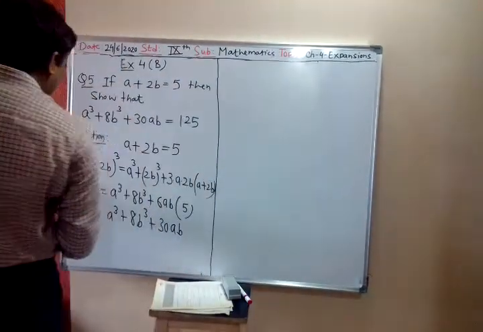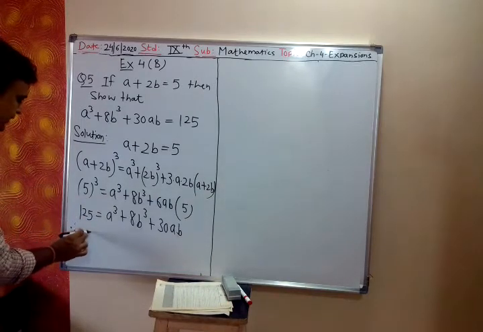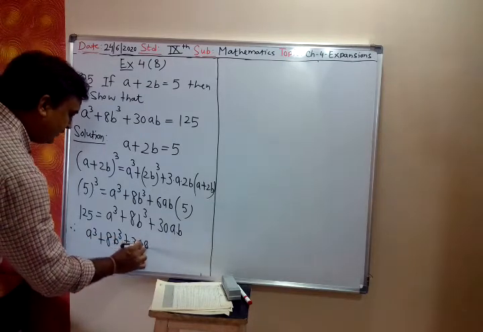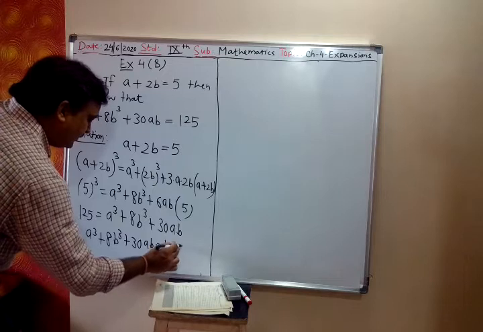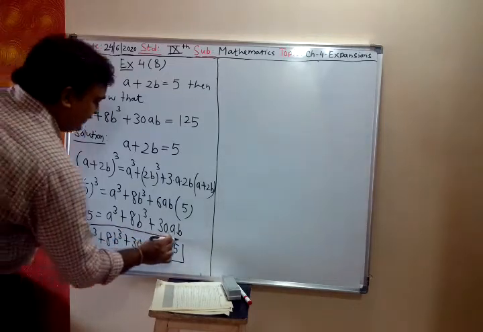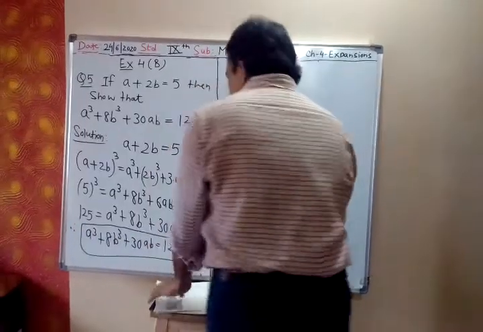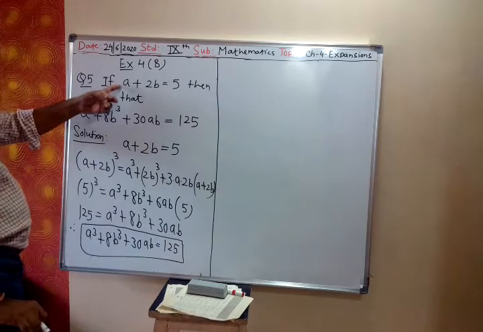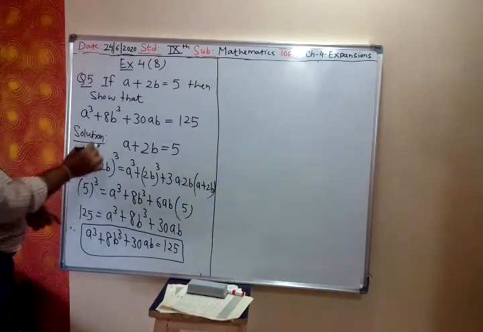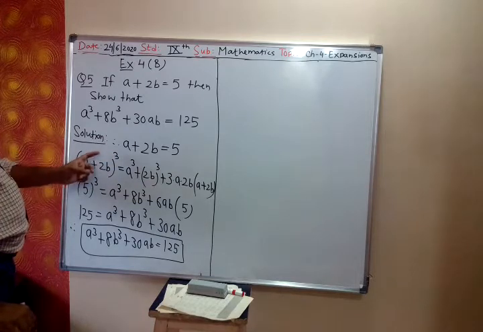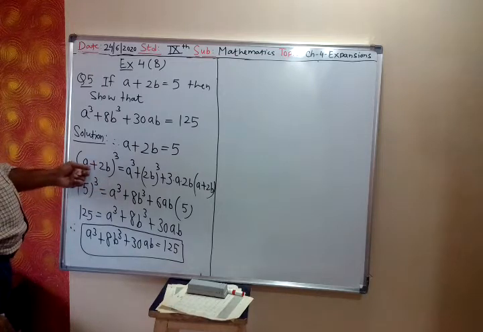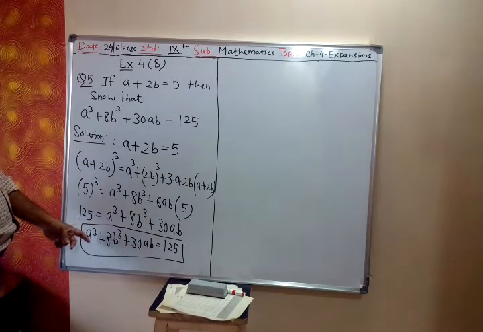And this is what you want to get. So this is same as a cube plus 8b cube plus 30ab is 125. This is what we want to prove: show that a cube plus 8b cube plus 30ab is equal to 125. So using the a plus b whole cube formula, a plus 2b whole cube is a cube plus 2b cube plus 3 into a into 2b bracket a plus 2b. Simplify this, you will get the answer.